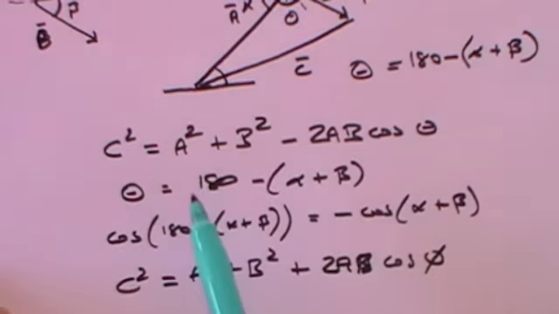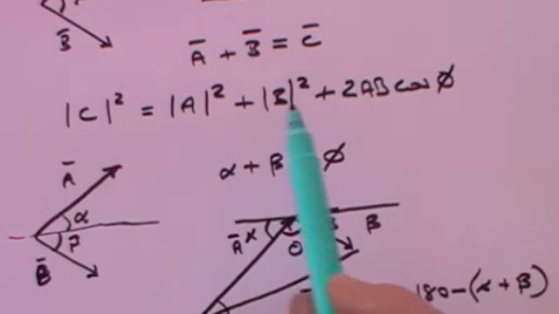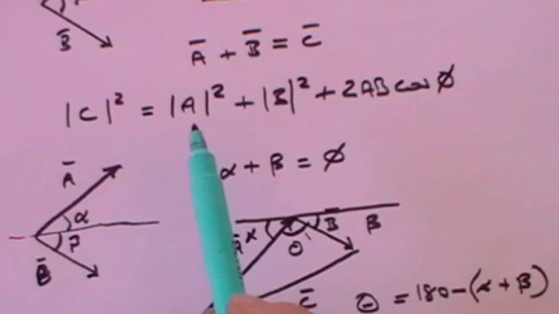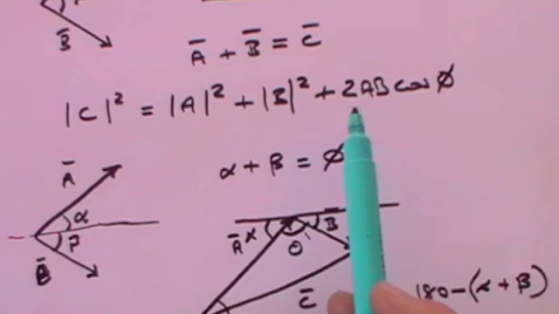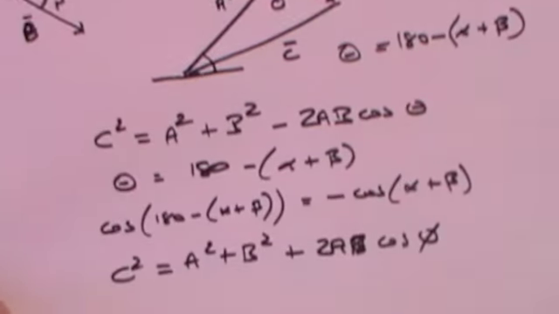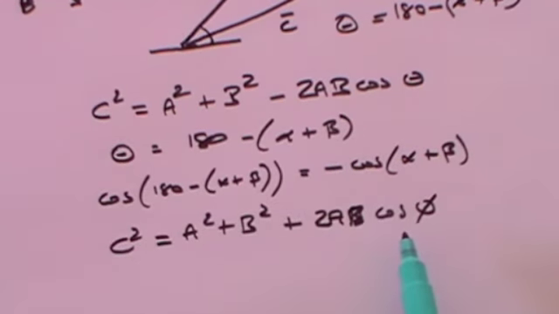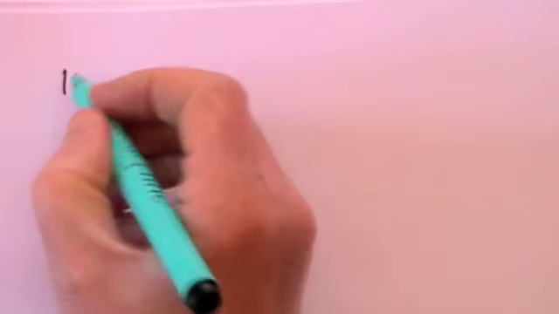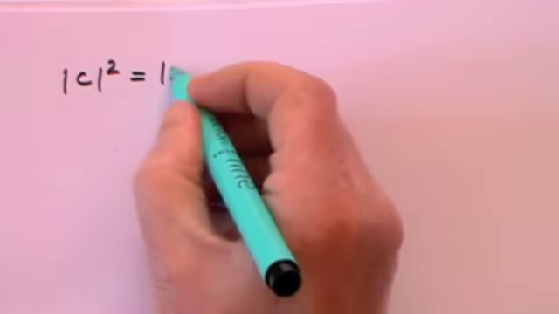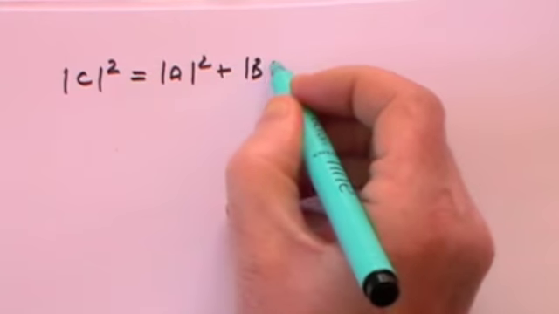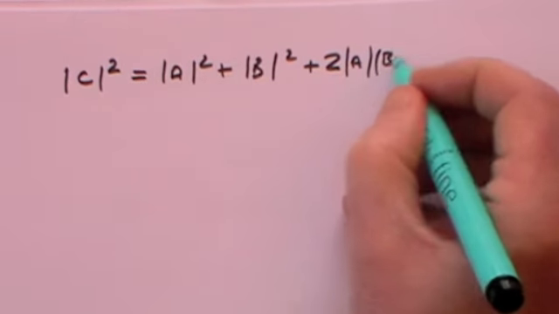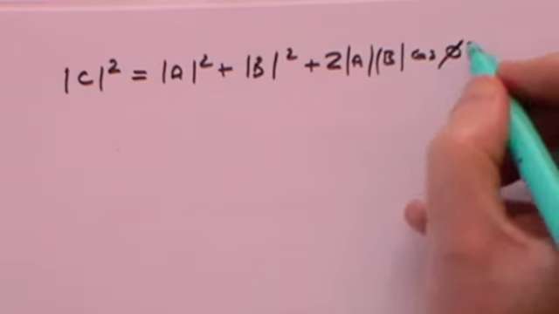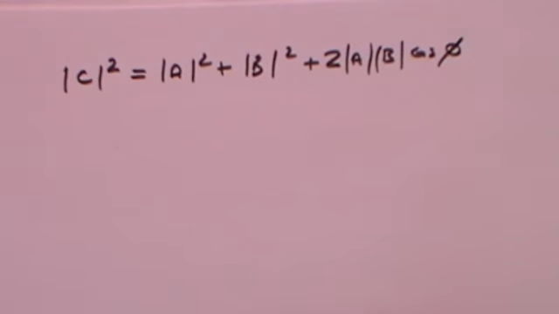And so we get what I wanted to show you from the start, which is the modulus of C squared, or the magnitude of C squared, equals the magnitude of A squared plus the magnitude of B squared plus 2AB times the cosine of the angle between them. That's exactly what we've produced down here. So let me write that out again. The modulus of C squared is equal to the modulus of A squared plus the modulus of B squared plus 2, technically, the modulus of A, the modulus of B, times the cosine of the angle between the two vectors.